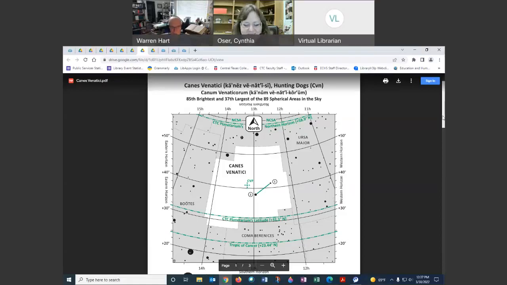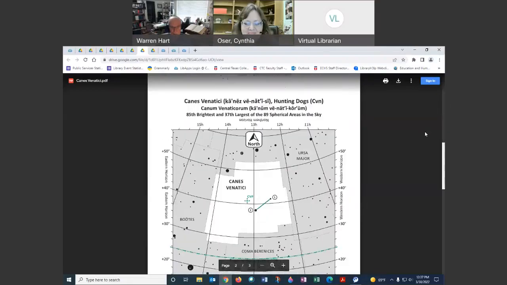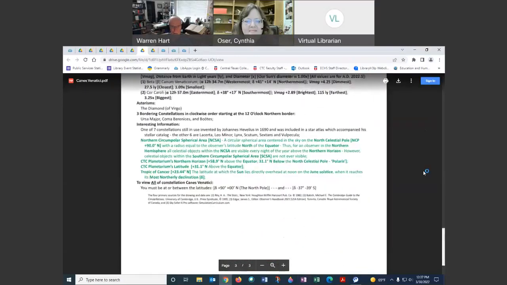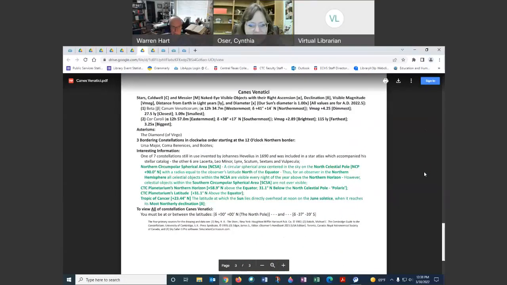So let's scroll down, if you would, Cindy, on the page, and there is a little bit of help for you. You see there all in that green? I tell you what everything is on that first page. So there's what NCSA is. That is our northern horizon, a little more information, our latitude, and what the Tropic of Cancer is. But they don't need to see that. You need to tell me what all that is.